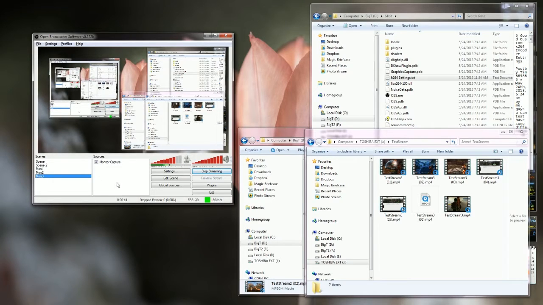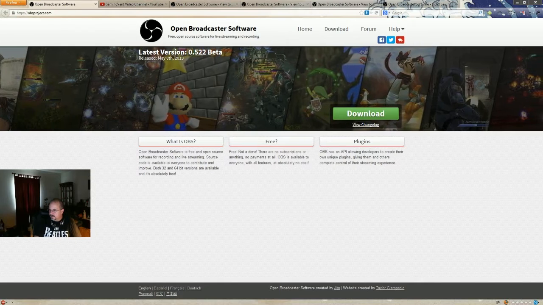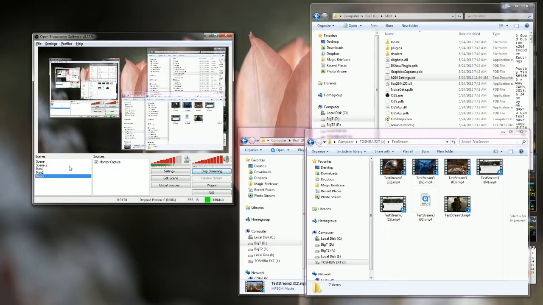And then you can add your sources into each of the different scenes that you have on the left. So like in this one I have monitor capture. If I go to monitor 2, I had the camera and the monitor capture. And then I have one set up for the gameplay footage that I'll be showing you in a little bit.